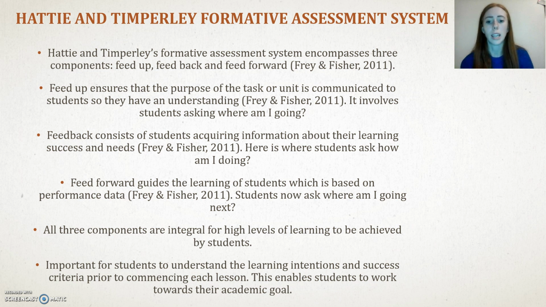All 3 components are integral for high levels of learning to be achieved by students. It is important for students to understand the learning intentions and success criteria prior to commencing each lesson. This enables students to work towards their academic goal.